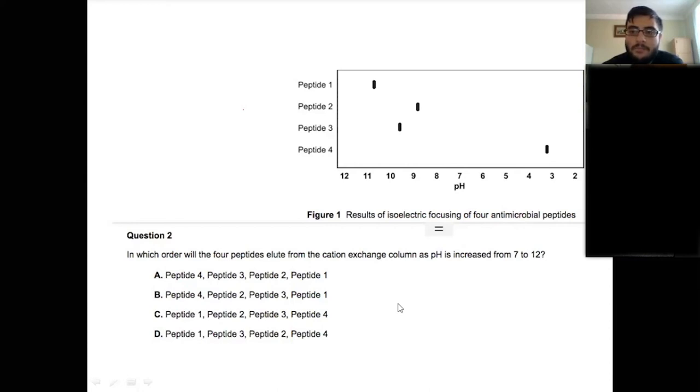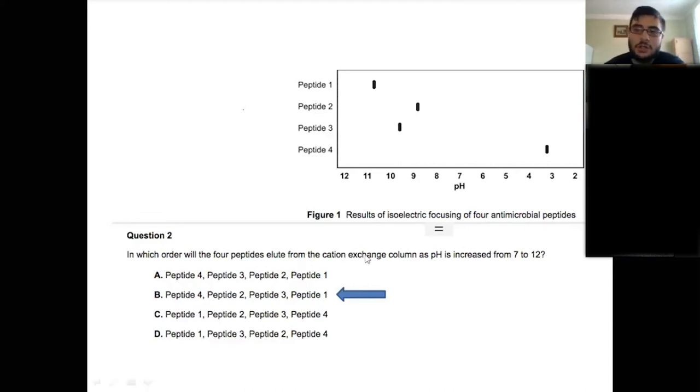Okay, so we have 83% of people saying B, 17% saying D. That's actually very good. Very nice. So from the start, you can narrow down to two choices.